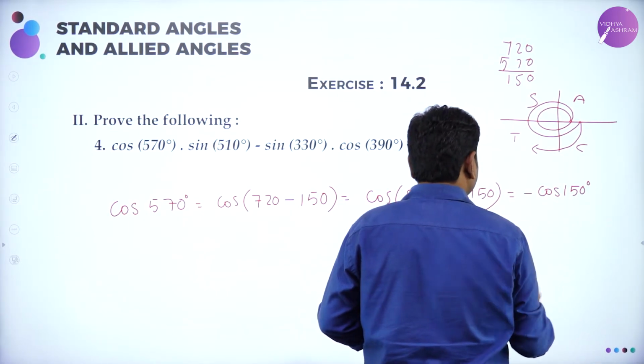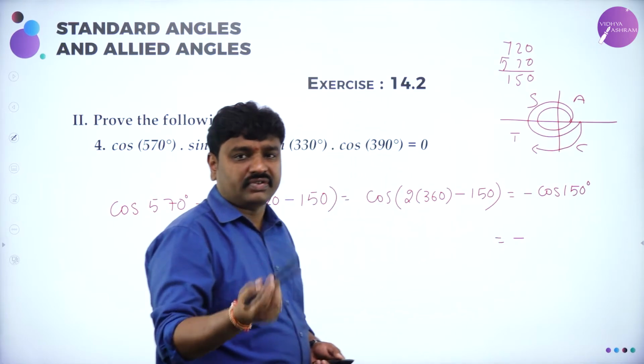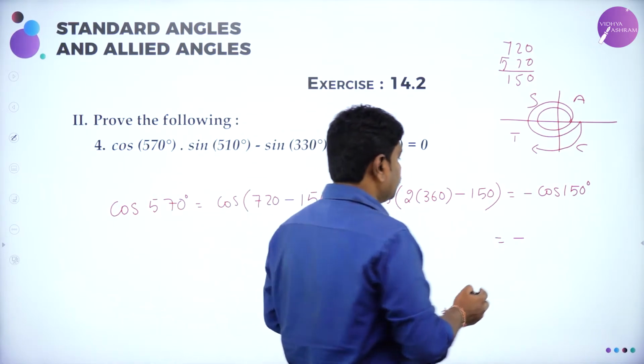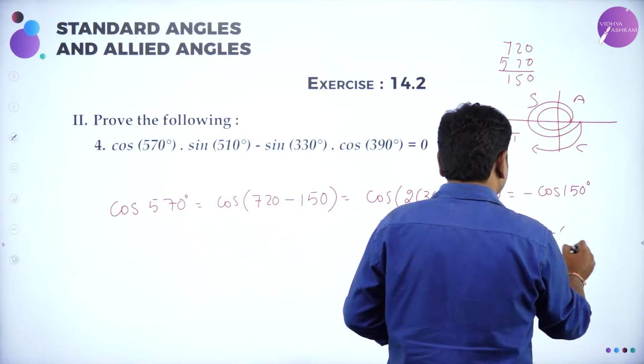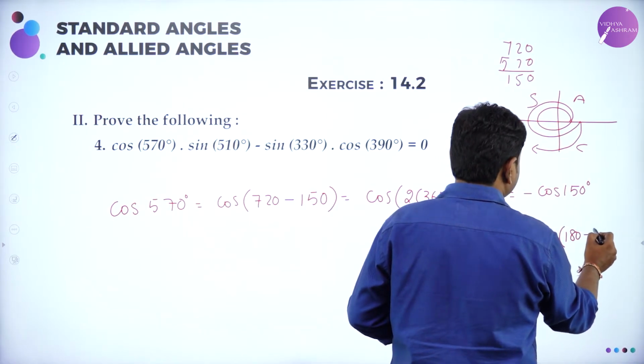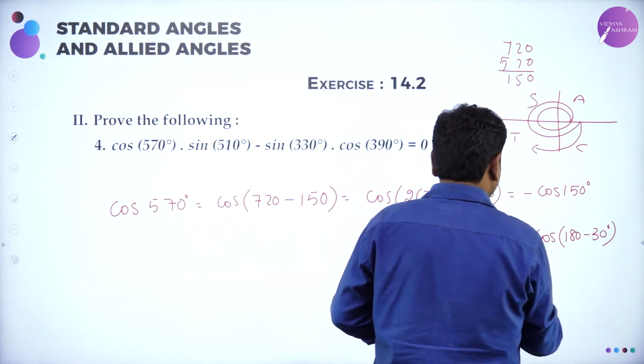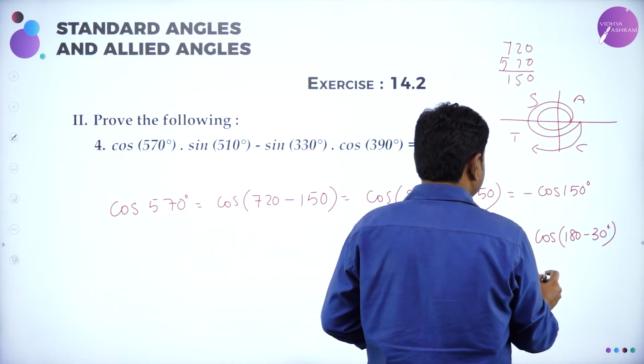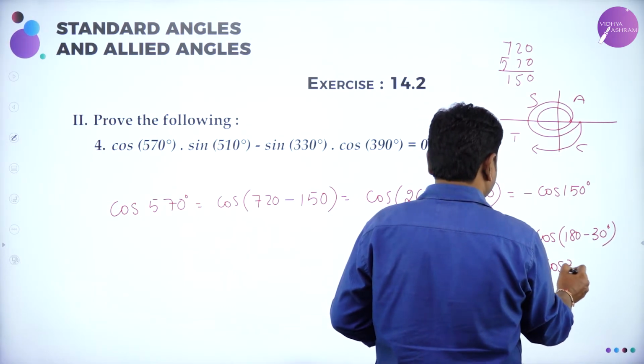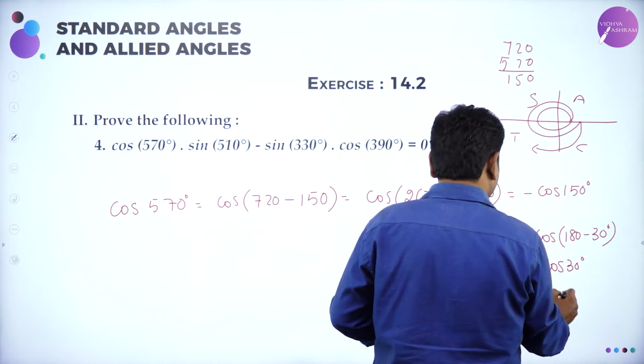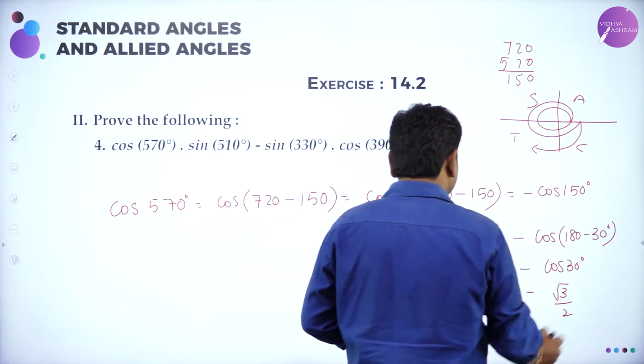Minus cos 150. All of you know how to expand cos 150. Cos 150 can be written as cos of 180 minus 30. Cos of 180 minus 30 is, as we already wrote, minus cos 30. So cos 30 is root 3 by 2, giving minus root 3 by 2. So you got one value.